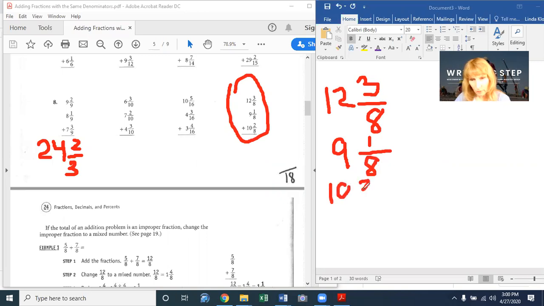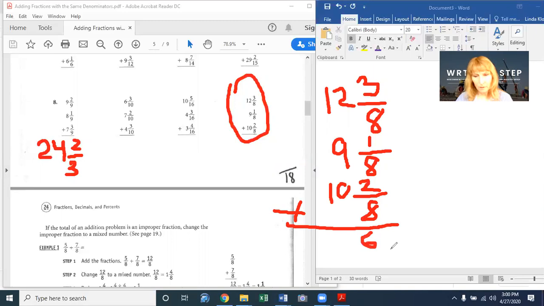If you want to pause the video and try it first, and then check your work and see if you get what I get, it's a great way to learn. So let's add these up. 3 plus 1 plus 2, 3, 4, 5, 6/8. We already know what 6/8 reduces to, don't we? 12 plus 9, that's 21, plus 10 more is 31.